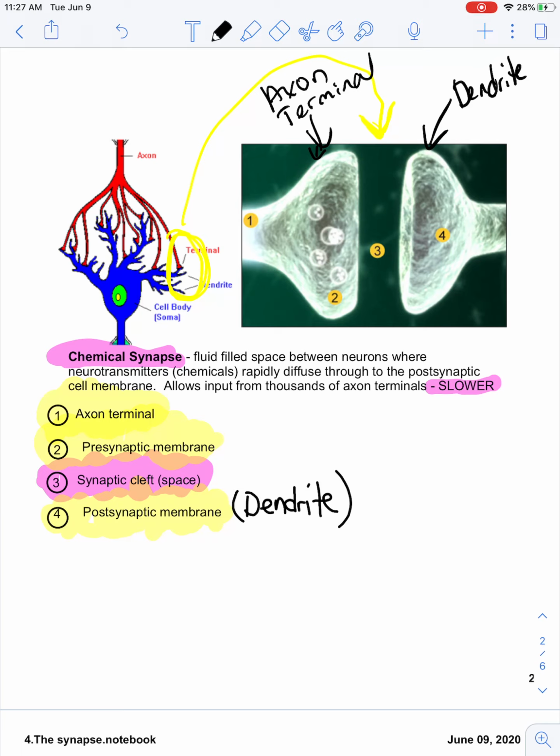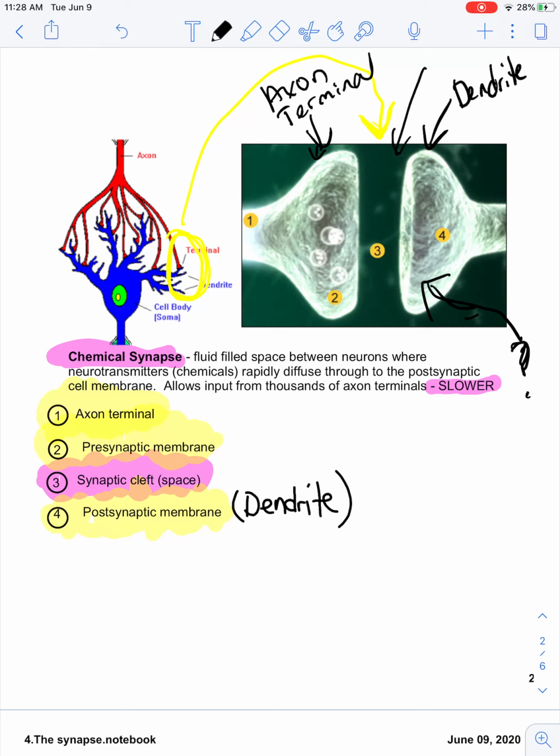Okay, so how do we start an action potential in this dendrite? How do we start the electricity being conducted? Okay, well, if you remember, how does electricity start to be conducted in any dendrite? It doesn't matter how the dendrite is being stimulated. So remember, dendrites can be stimulated by light with photoreceptors being embedded in them. They can be stimulated by pressure. They can be stimulated by pain. They can be stimulated by all kinds of things. They can be stimulated by chemicals at a synapse.